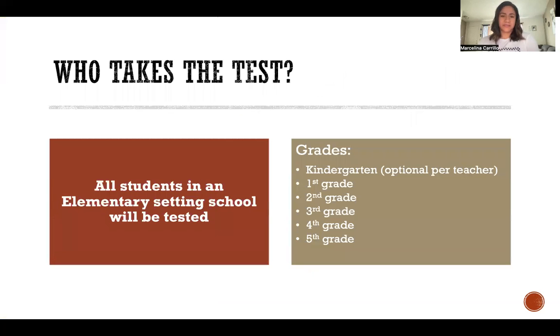So who takes the test? All students in the elementary school will be tested from grades kindergarten, first grade, second grade, third grade, fourth grade, and fifth grade. Kindergarten is more of an optional, whatever the teacher chooses to do. It's optional for kindergarten, but it is required for the rest of the school grade levels to take this test.